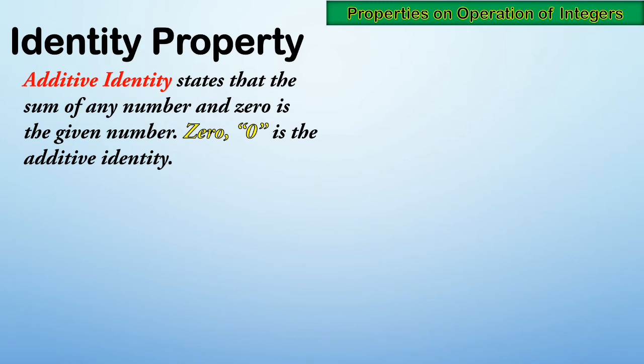identity property. Additive identity states that the sum of any number and 0 is the given number. 0 is the additive identity. Okay, ano yan? A plus 0 is equal to A. Sa identity property, para ka lang nakatingin sa salamin. Kung ano yung nakikita mo sa salamin, yun ka. Okay, that is identity. Parang nakatingin ka lang sa salamin. Identity.